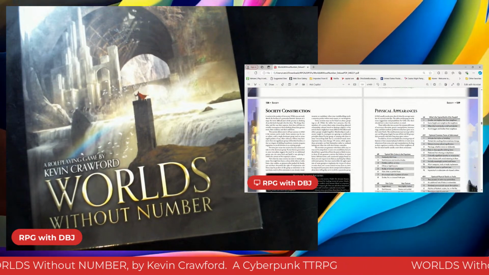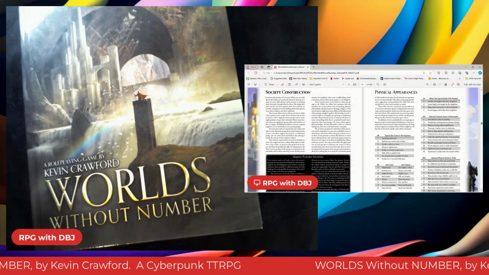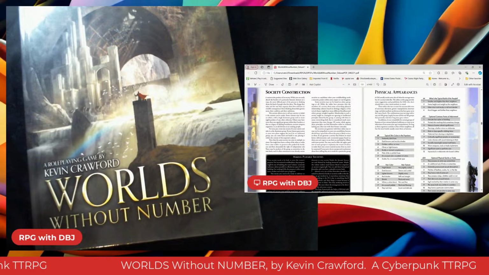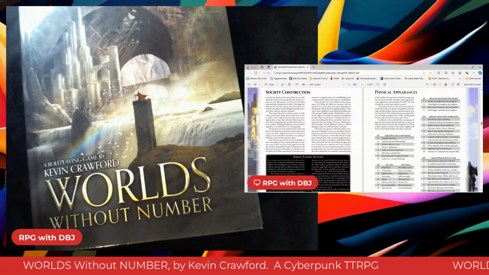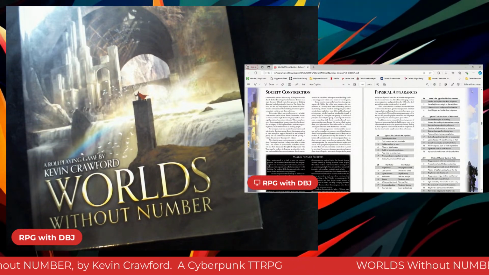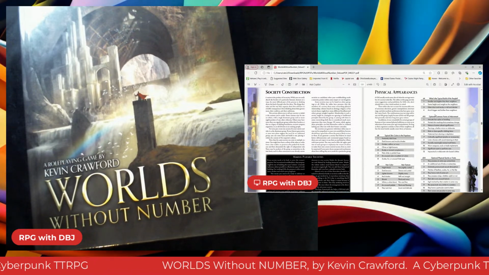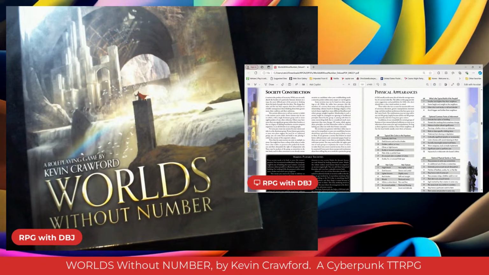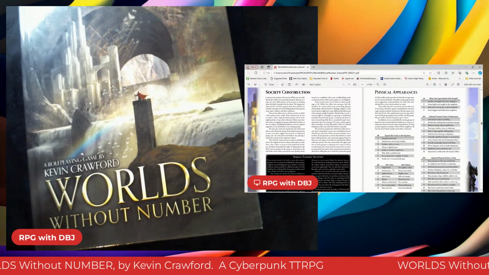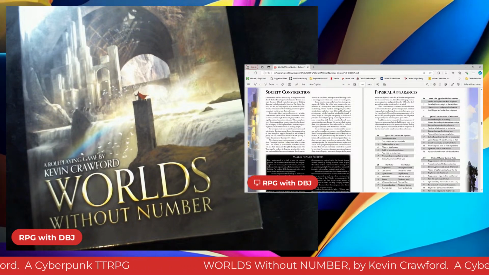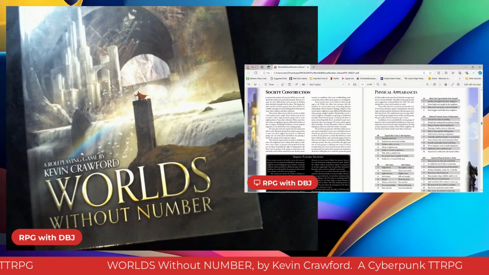Society construction. And then there's a little breakout box for making playable societies. And then there's the physical appearances, like skin colors that are very common, or what's the typical build of the people, optional common forms of adornment, hair color and style, optional physical quirks or traits, and things like that. And again, this is to break us out of the norm.